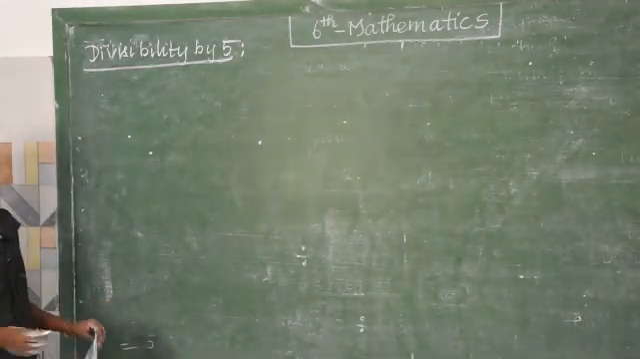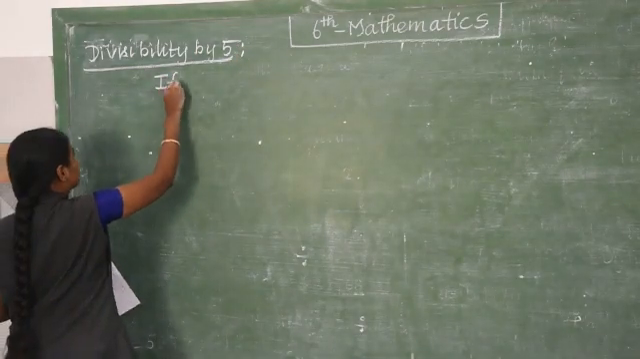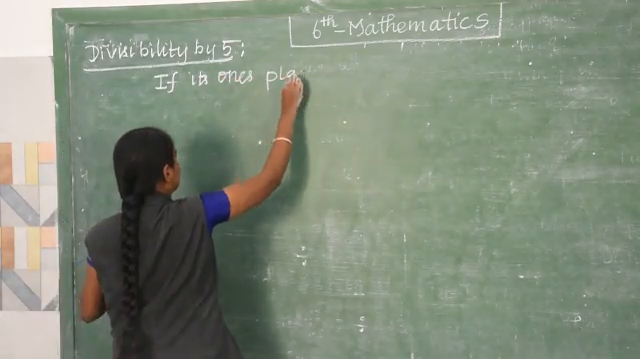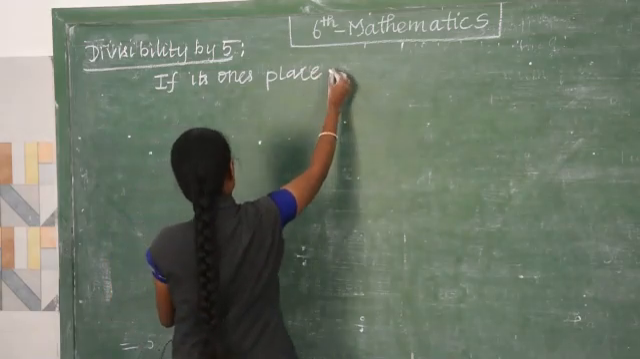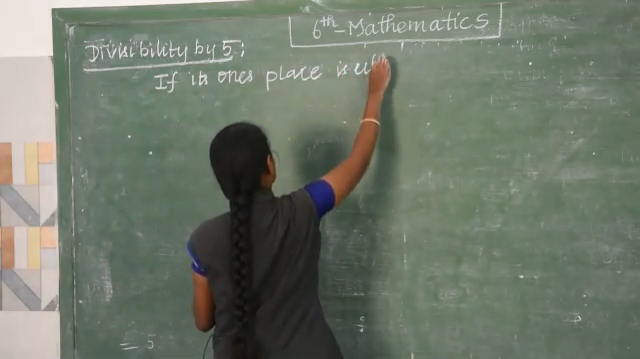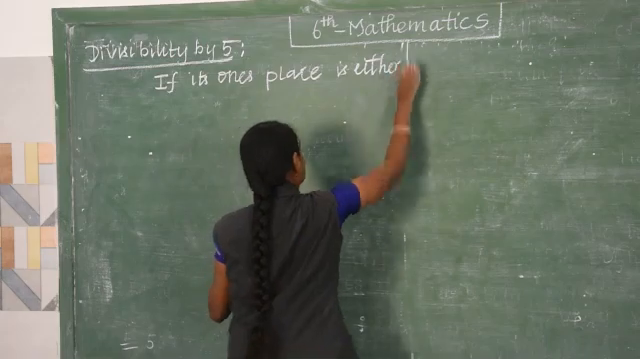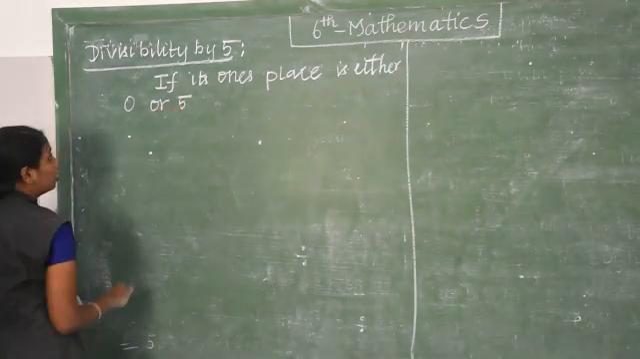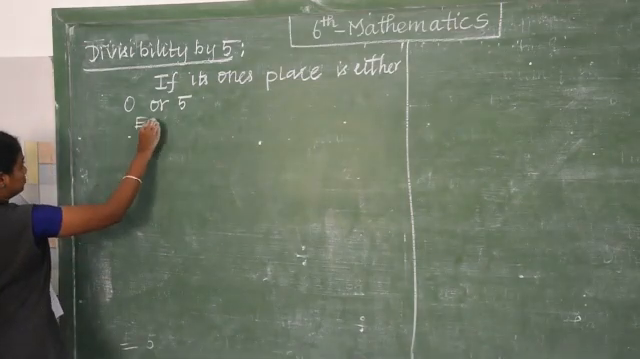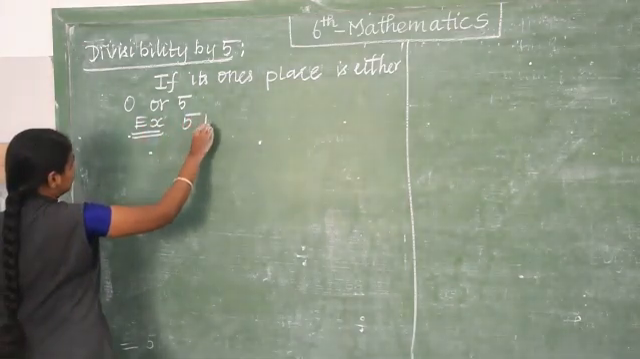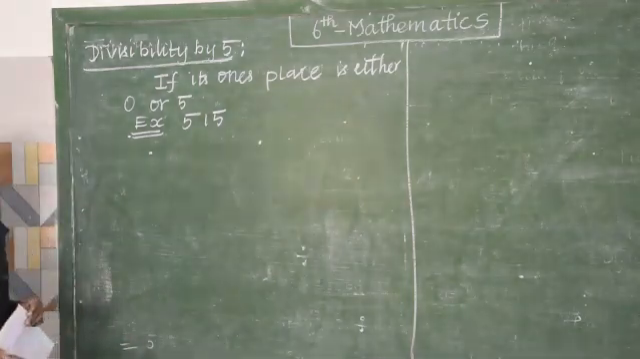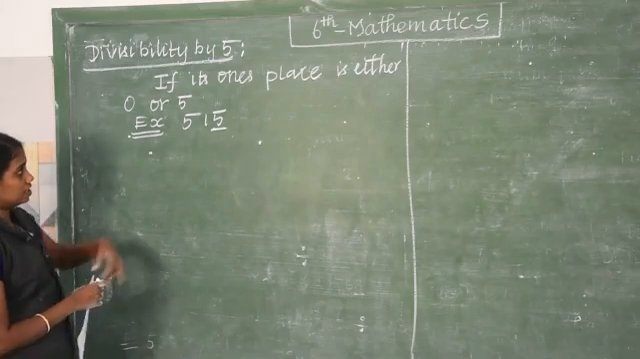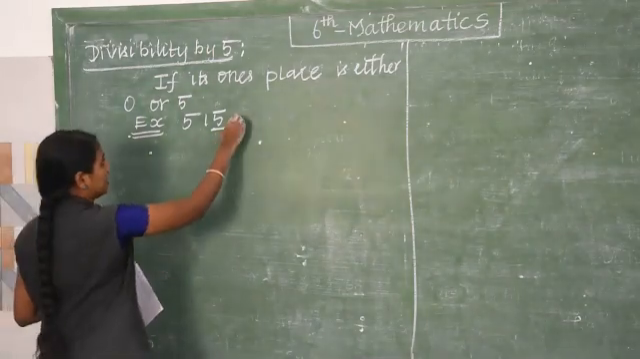Divisibility by 5. If the ones place, the last digit, is either 0 or 5. Okay, 0 or 5. For example, 515. This is the ones place. The ones place ends with 5. So it is divisible by 5.